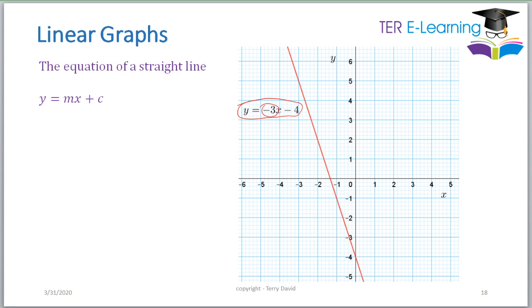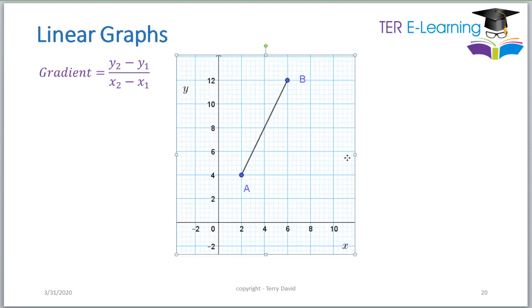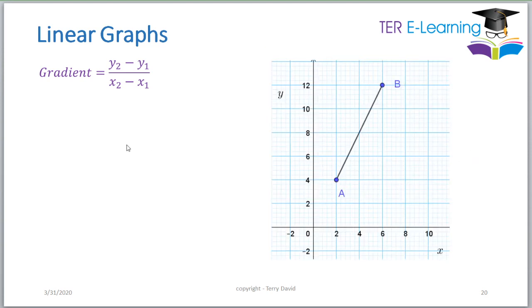Alright, so here it is. Now, this is one of those things that you all have to learn off, right? The gradient of a line, which is what we call an M all the time, is equal to, there's a formula to work out gradient, right? Now, here's how we're using this formula.